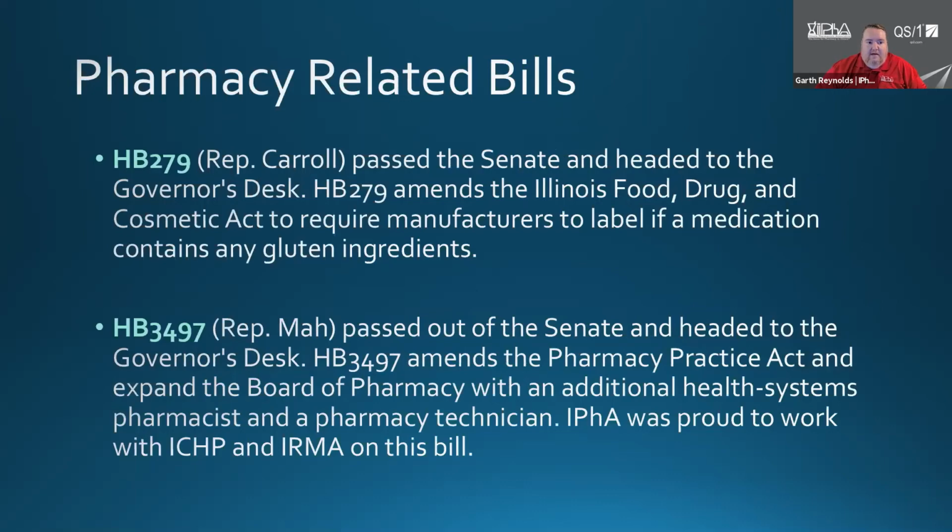House Bill 279 did pass. This was an initiative of Representative Carroll. He has family members who have gluten allergies, and this is a personal initiative for him. He feels that manufacturers should label if any ingredients in a medication have gluten in it, and that it should be well identified. The penalty for this is to be considered misbranding. We worked with him to amend it so that this would only impact manufacturers and would not impact pharmacies or pharmacists. He understood that we don't have any impact on that, and he fully understood that.